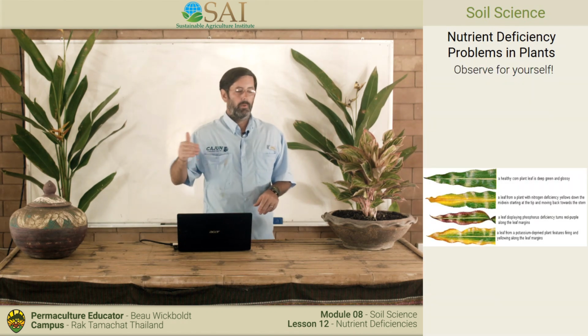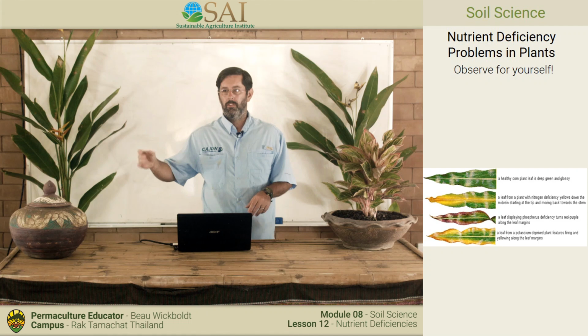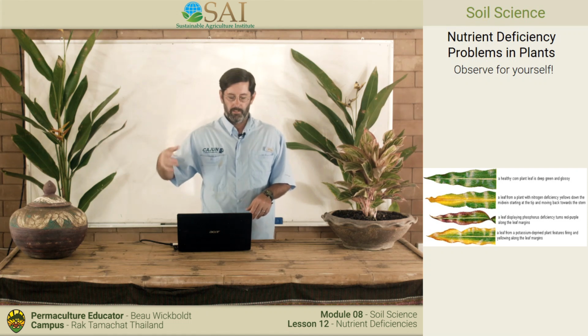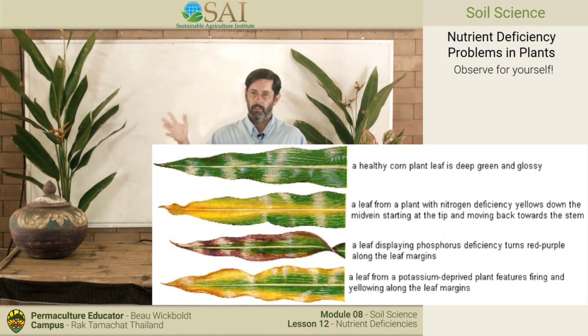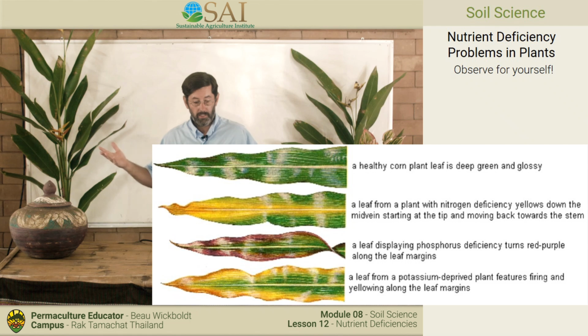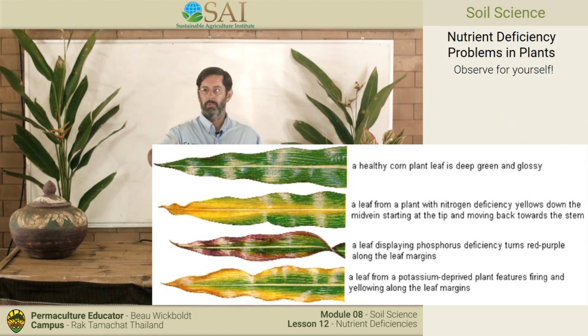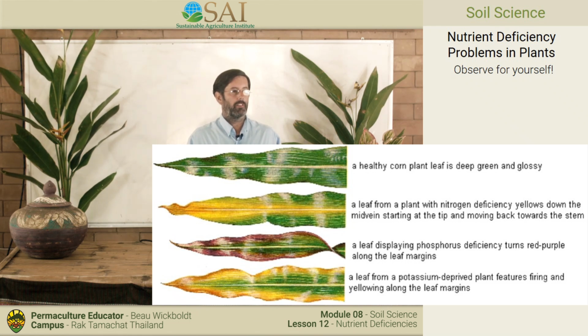So the concept we want to go over is observe for yourself. You go in your garden, you can make the observations. There's only 4, so it's not that difficult. A healthy corn plant or any leaf is deep green and glossy. So let's just say a stereotypical leaf, doesn't look like anything's wrong with it. Really nice, healthy leaf. A leaf from a plant with a nitrogen deficiency is going to have a yellowing midvein.